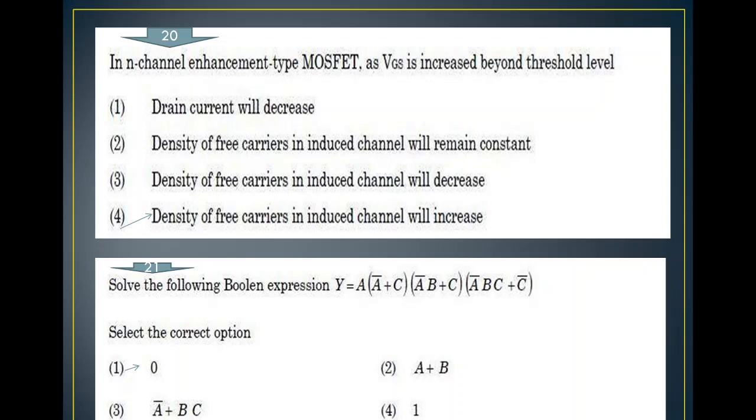Next question, question number 21. Solve the following Boolean expression. Very simple. Expression y equals a·a' + c·a'b + c·a'bc + c', and select the correct option. So simply you can solve it directly to open all, and you get the correct option is first, that is 0.